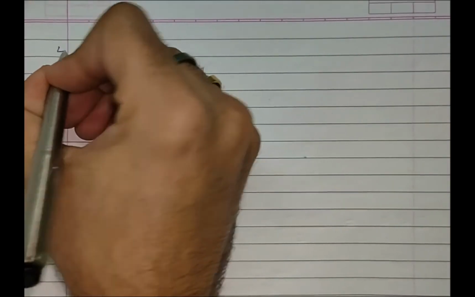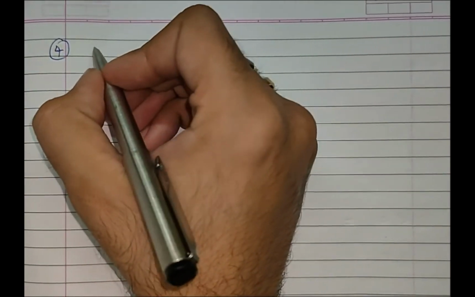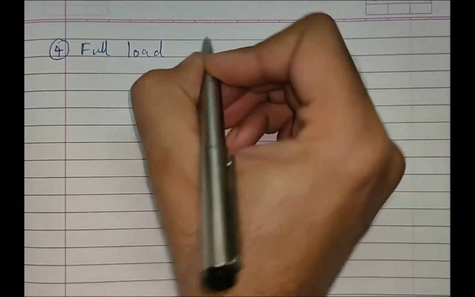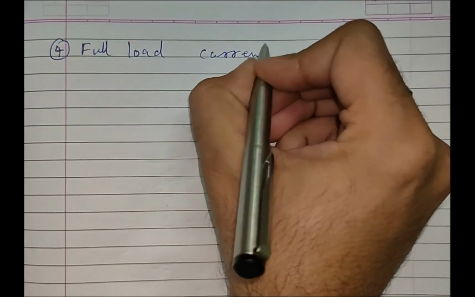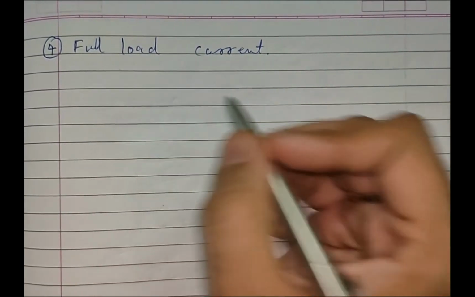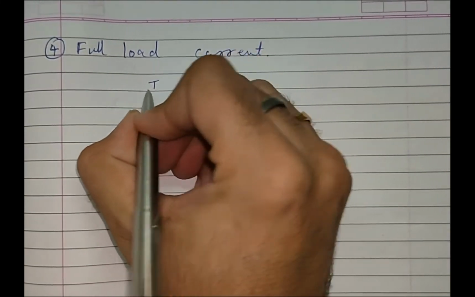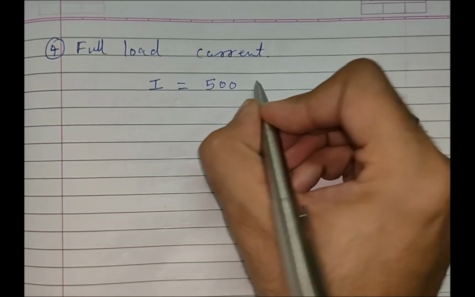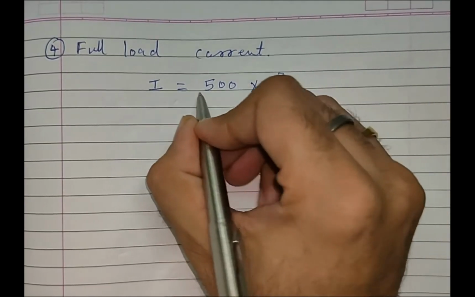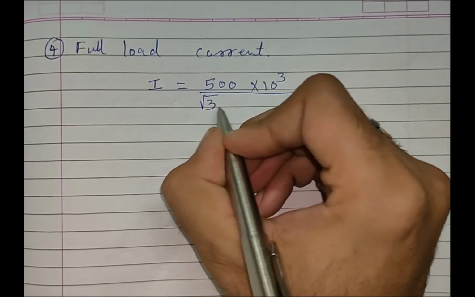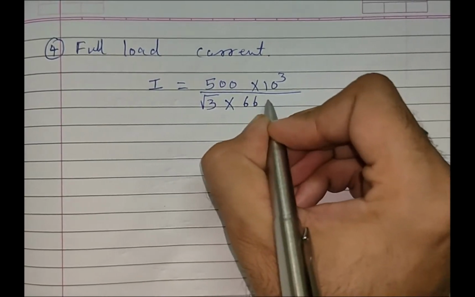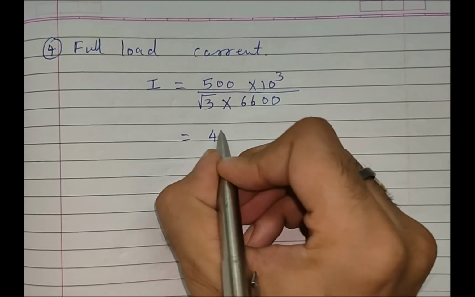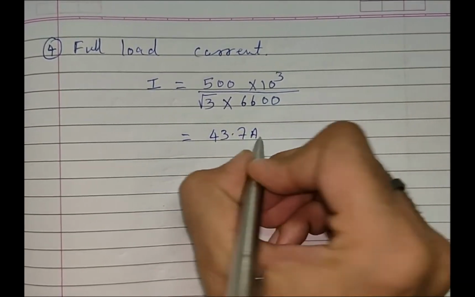Now moving to the fourth section of the question, which asks for the full load current. Let's name it I, which would be equal to 500 into 10 raised to 3, my power rating, divided by root 3 multiplied by 6600, my voltage. The answer that I get is 43.7 amperes.